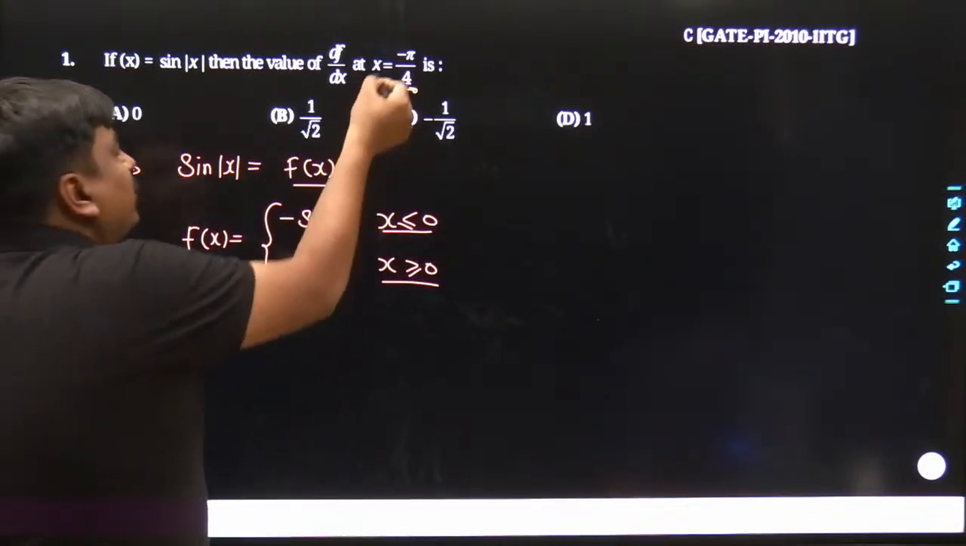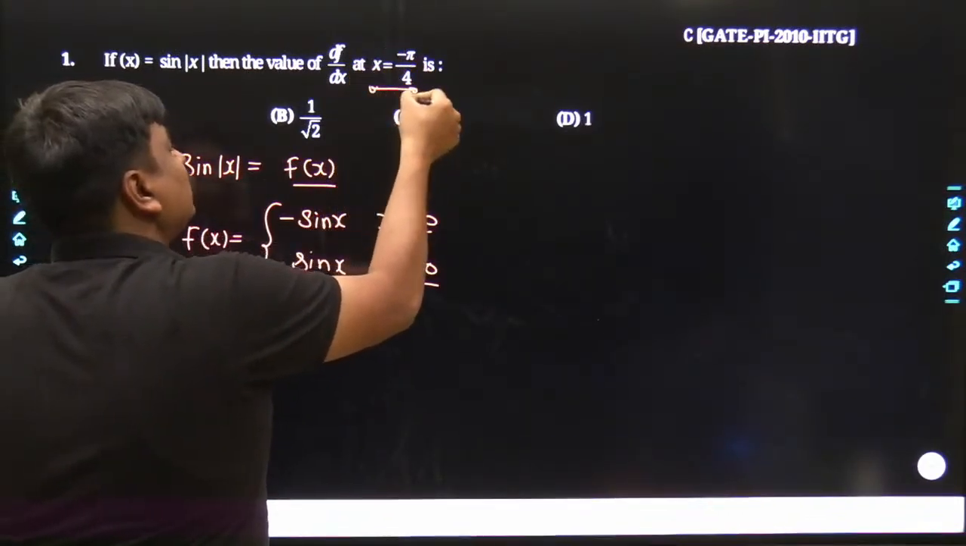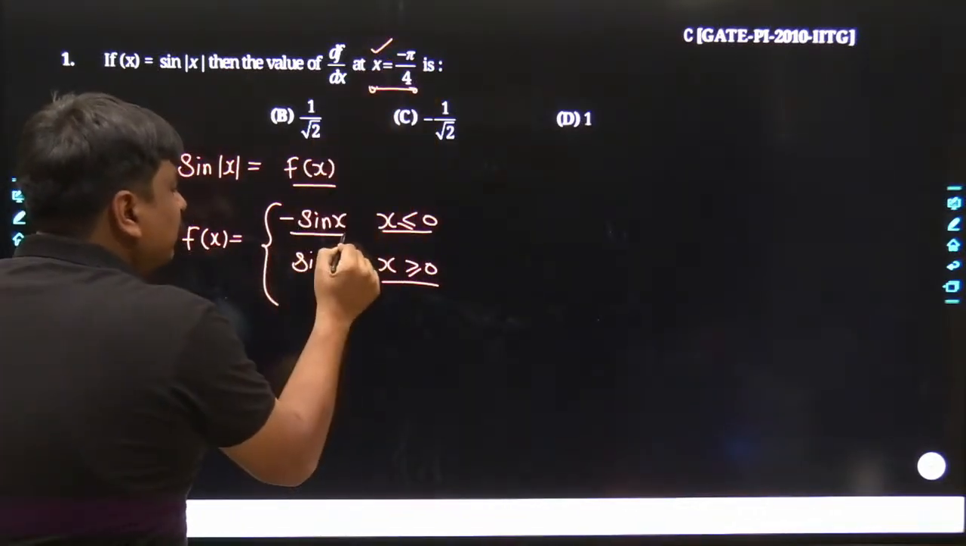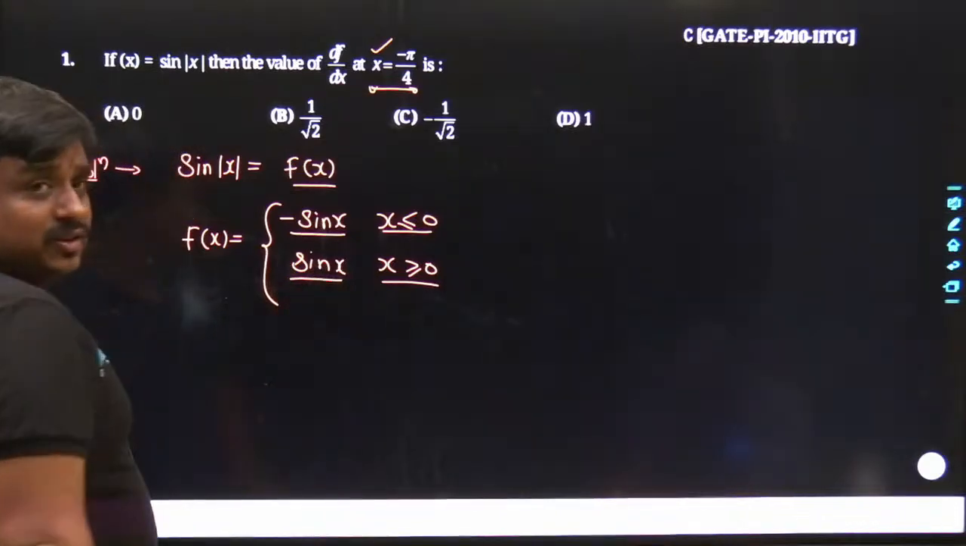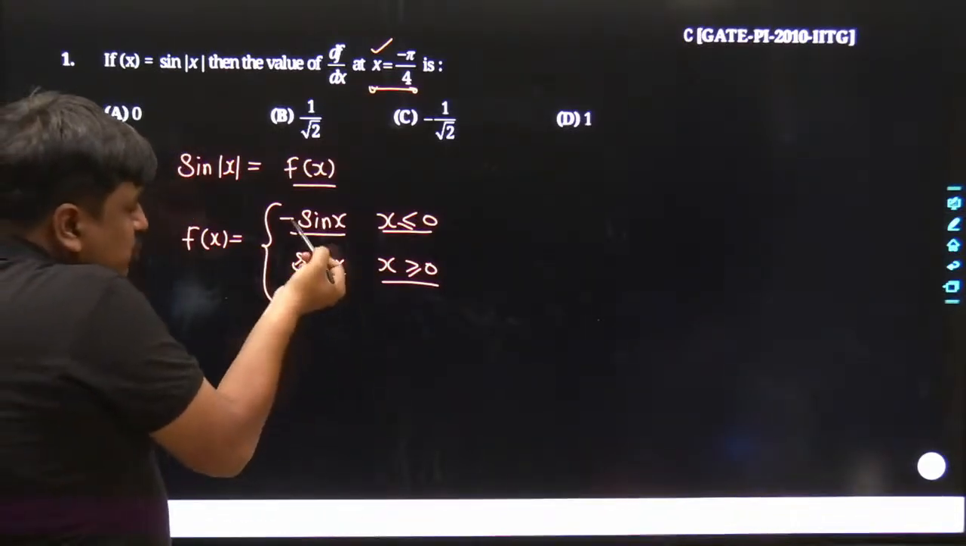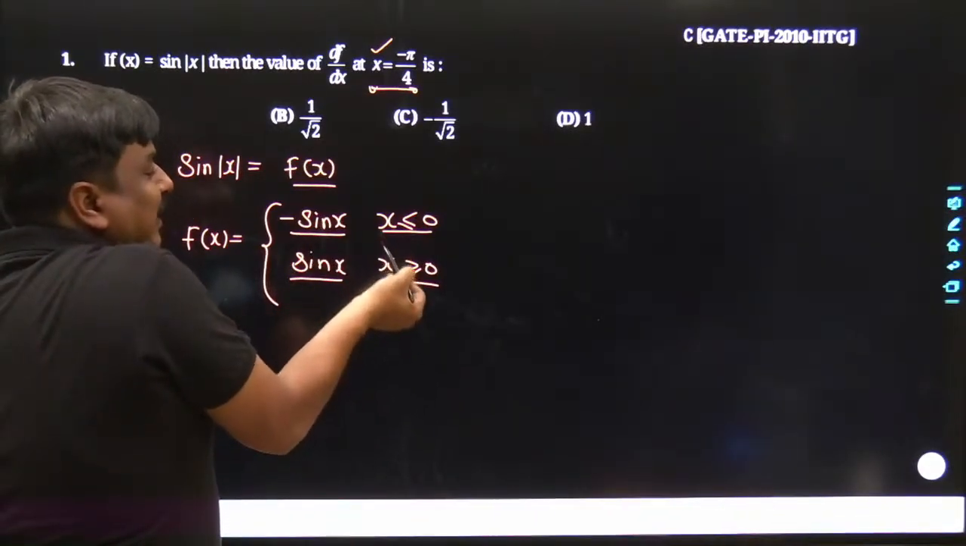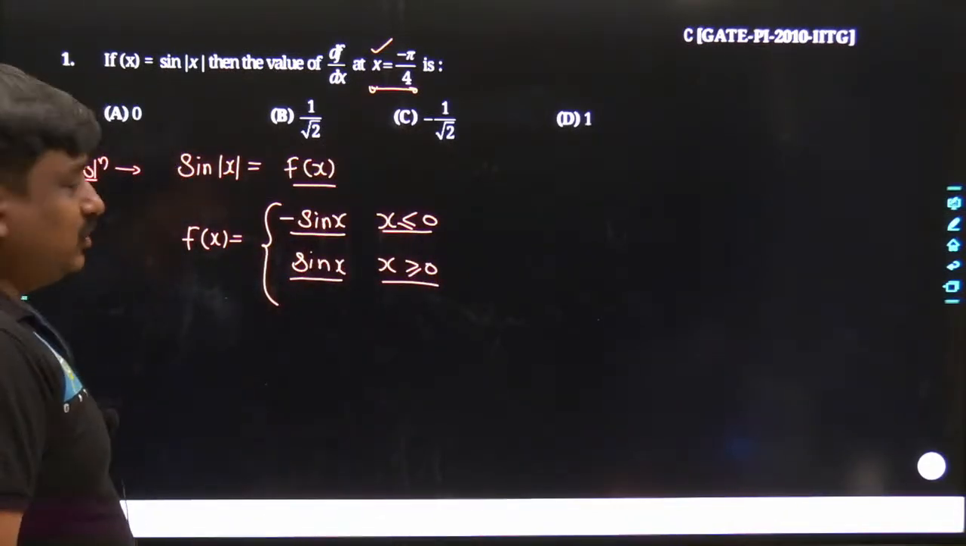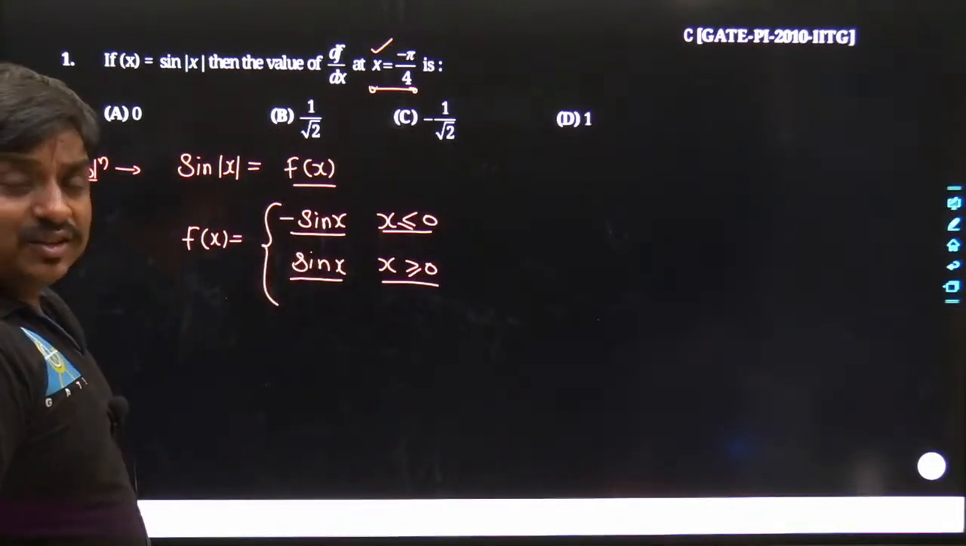May I know where the differentiation has to be carried out? The differentiation has to be carried out towards the negative value of x. So will you choose this function for the differentiation, or will you choose this function? This function would be chosen when the value of x is positive, otherwise the first function. So obviously you would choose minus sine x for the differentiation.